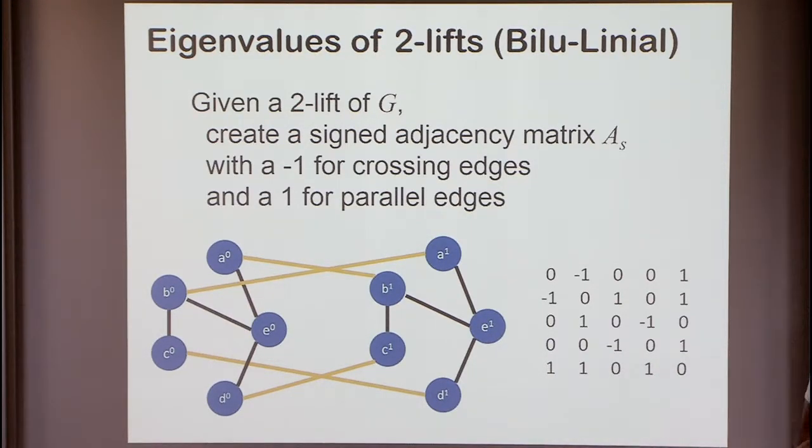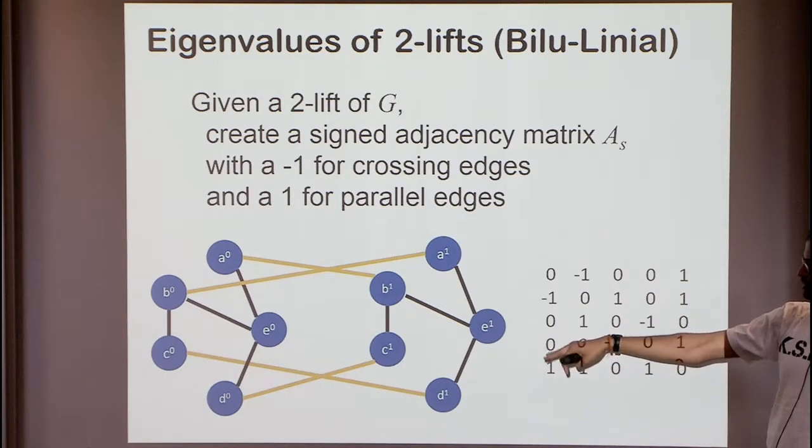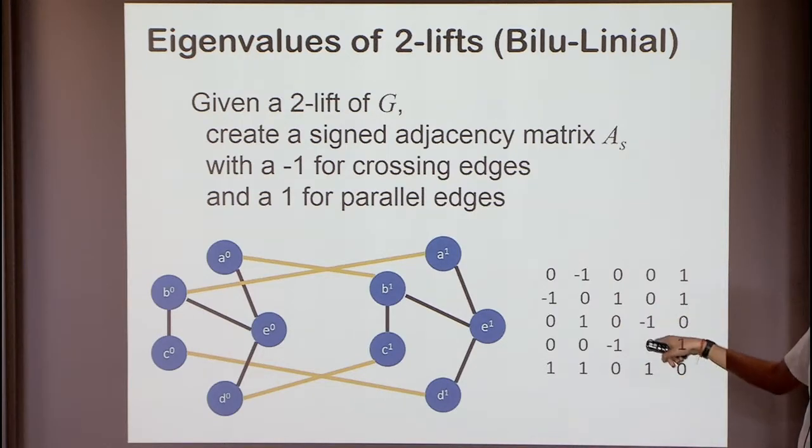But what's really nice about 2-lifts is that the new eigenvalues of the 2-lift can be described very concretely as follows. Given a 2-lift, you associate the lift with a signing of the adjacency matrix. You take the adjacency matrix of the original graph, which is just a 0-1 matrix, and for each edge that you crossed, you turn the 1 into a -1, maintaining symmetry. This is called a signing of the adjacency matrix. And as you can see, it's the same thing as a lift. There's a bijection between signings and lifts.